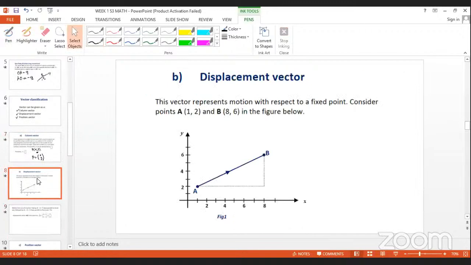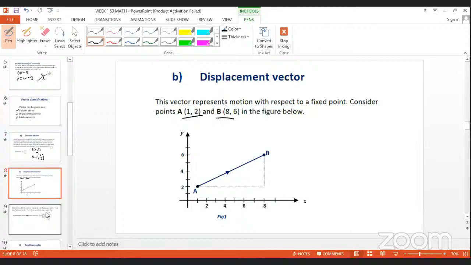Then we also looked at the displacement. We say with displacement, we are looking at the motion of a vector from one position to another. Okay, we are seeing how the vectors are being moved from one position to another. So for example, if we have 2 points A and B, we are looking at the displacement if we move from point A up to point B.